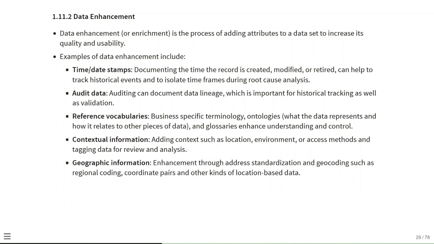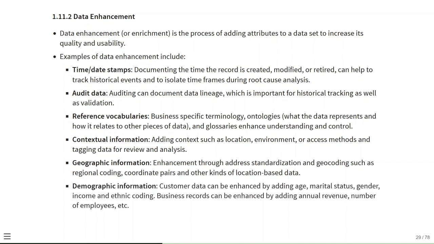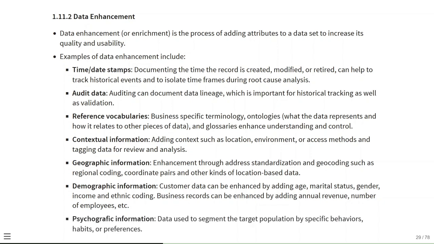Geographic information, enhancement through address standardization and geocoding, such as regional coding, coordinate pairs, and other kinds of location-based data. Demographic information, customer data can be enhanced by adding age, marital status, gender, income, and ethnic coding, and business records can be enhanced by adding annual revenue, number of employees, etc. Psychographic information is data used to segment the target population by specific behaviors, habits, or preferences.